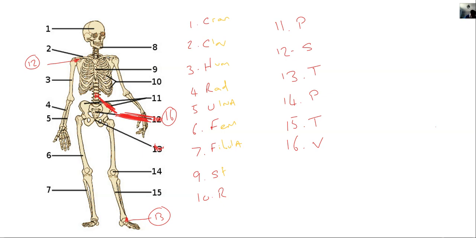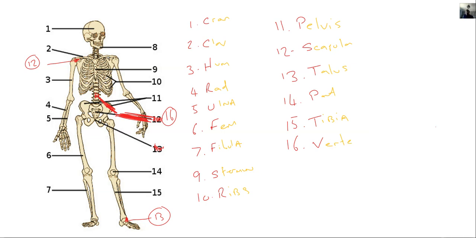9, where are we? Is the sternum. Don't worry about number 8. We don't need to know about the mandible. Okay. 10 is our ribs. 11 should have pelvis. 12 is our scapula. 13 is our, where is number 13? Oh, sorry, is our talus. 14, patella. 15, tibia. And 16, it's not particularly obvious, is our vertebrae.